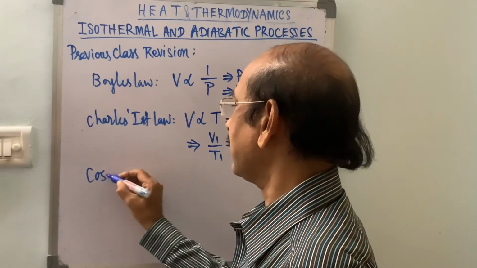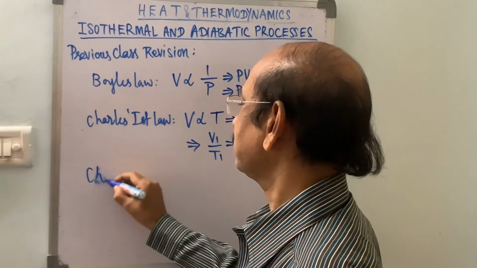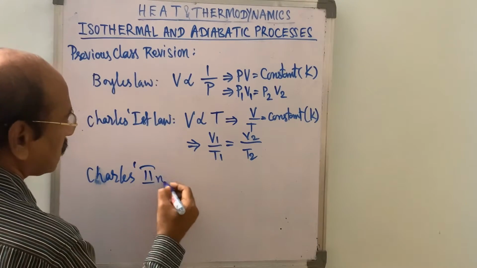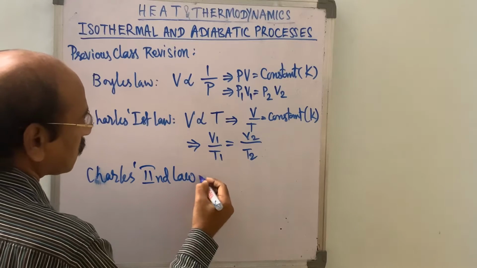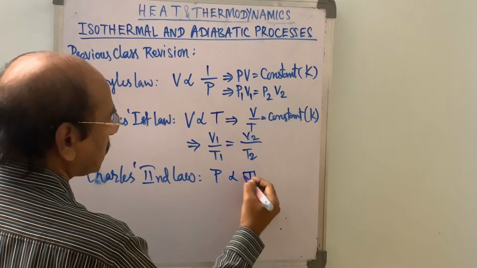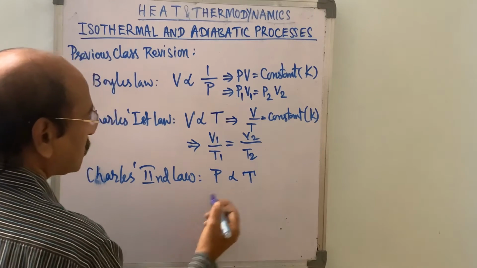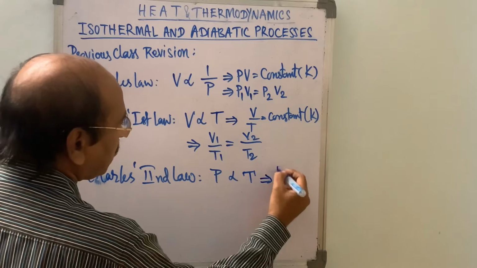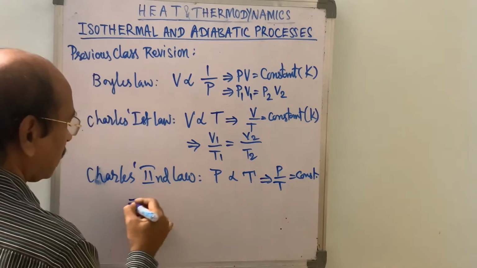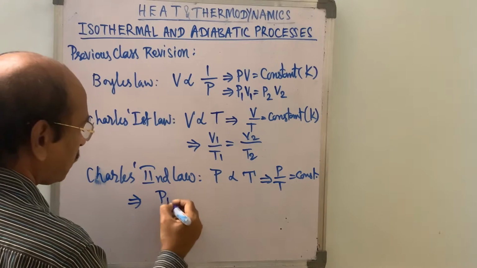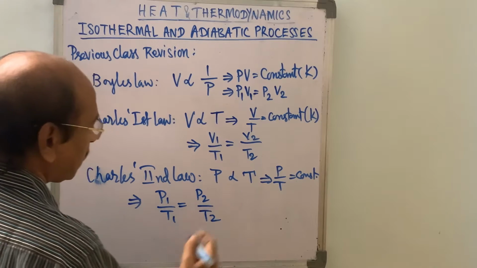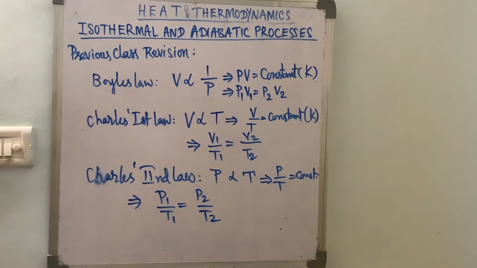And from Charles' second law, the pressure of a given mass of gas is directly proportional to its absolute temperature at constant volume. From this, P by T equals constant. Or if a gas possesses pressure P1 at temperature T1 and pressure P2 at temperature T2, then P1 by T1 equals P2 by T2.